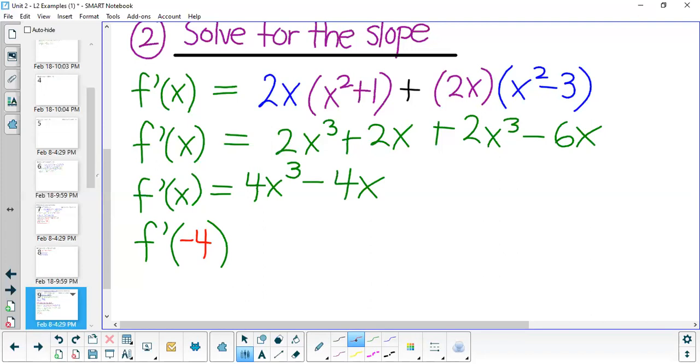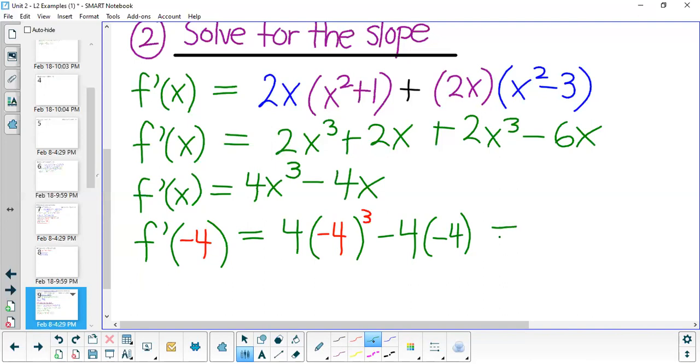So that's going to turn into 4 times -4 cubed, -4 minus -4. And again, we have a numerical value here. So this time I know negative, negative, my answer is going to be a negative.